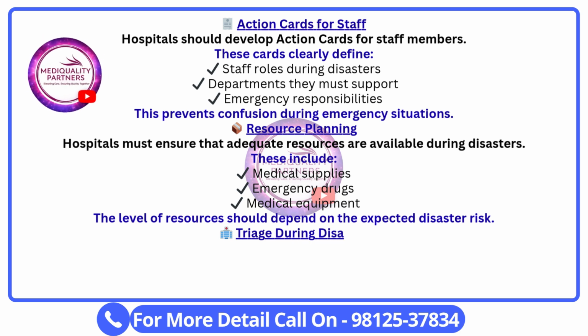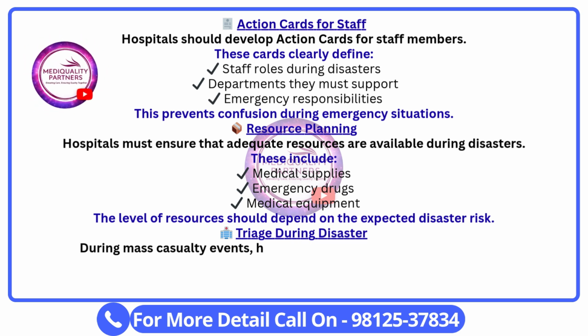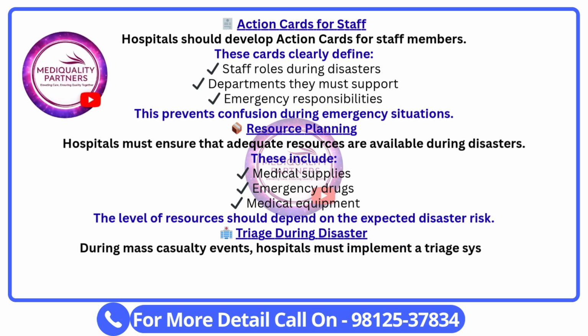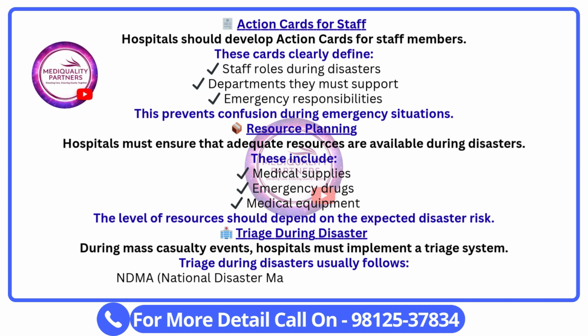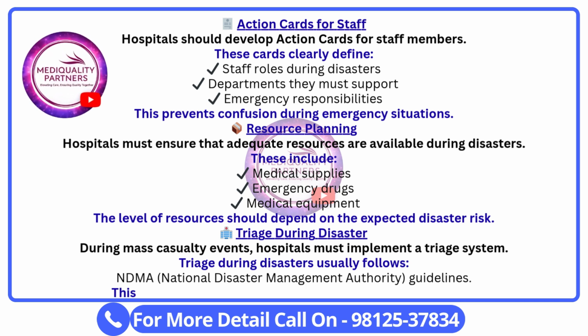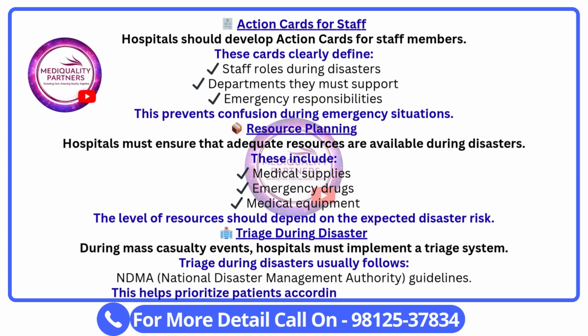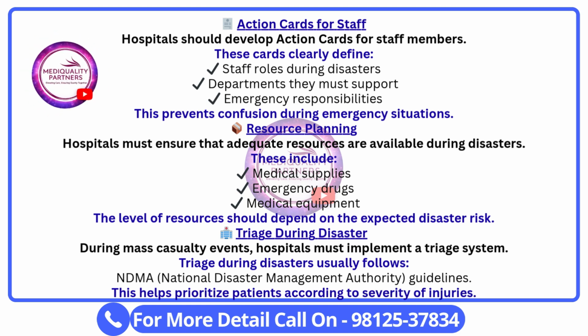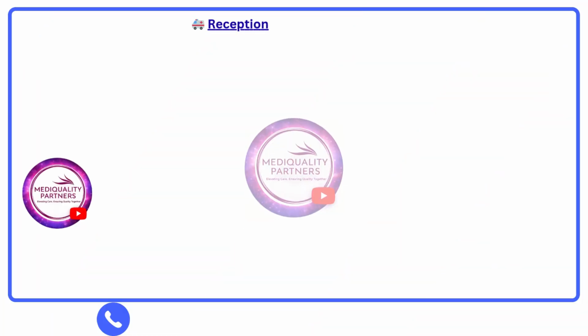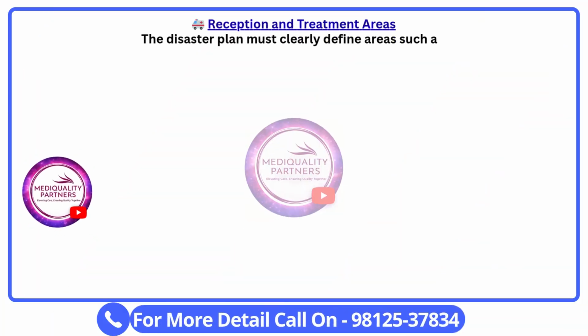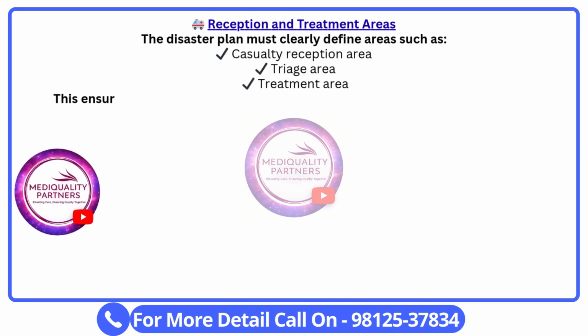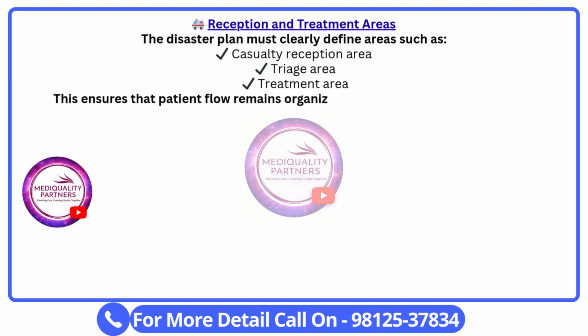Triage during disaster. During mass casualty events, hospitals must implement a triage system. Triage during disasters usually follows NDMA, National Disaster Management Authority, guidelines. This helps prioritize patients according to severity of injuries. Reception and treatment areas. The disaster plan must clearly define areas such as casualty reception area, triage area, treatment area. This ensures that patient flow remains organized during large-scale emergencies.